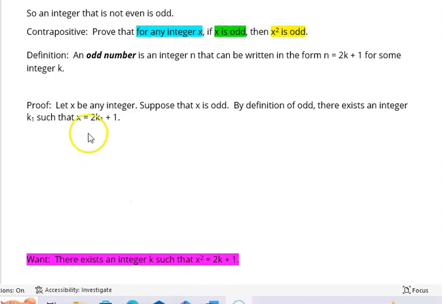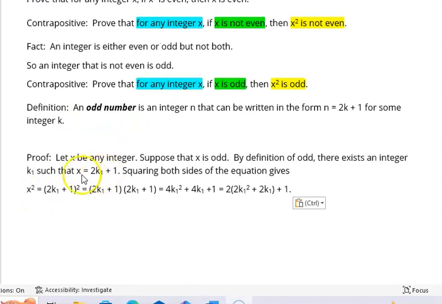So we want to use this information to get that x squared equals 2k plus 1 for some integer k. Using this, we have x, but we want x squared, so let's square both sides of this equation. Squaring both sides, we have x squared equals, note this is a binomial, you need to square it. You can write out the two factors if you'd like, just make sure you don't forget the inner and outer terms, and this is our result. We have 4k sub 1 squared plus 4k sub 1 plus 1.